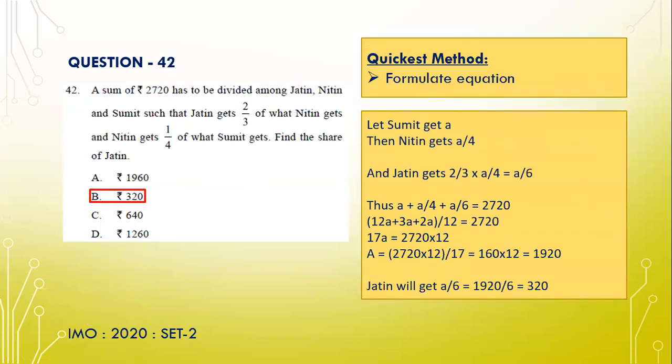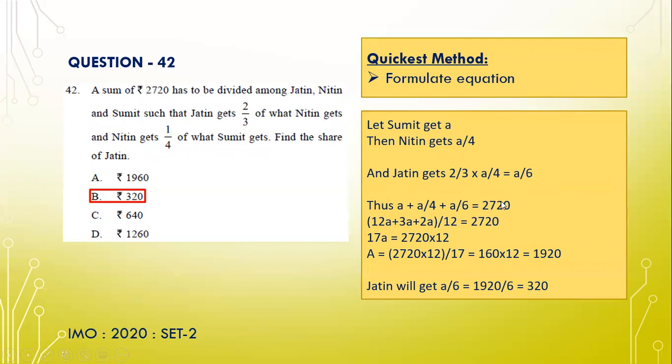A sum of 2720 has to be divided among Jatin, Nitin, and Sumit, such that Jatin gets 2/3 of what Nitin gets and Nitin gets 1/4 of what Sumit gets. Find the share of Jatin. Okay. So let Sumit get A. Nitin gets 1/4 of what Sumit gets, so A upon 4. And Jatin gets 2/3 of what Nitin gets, so 2/3 of A upon 4, which is A upon 6.